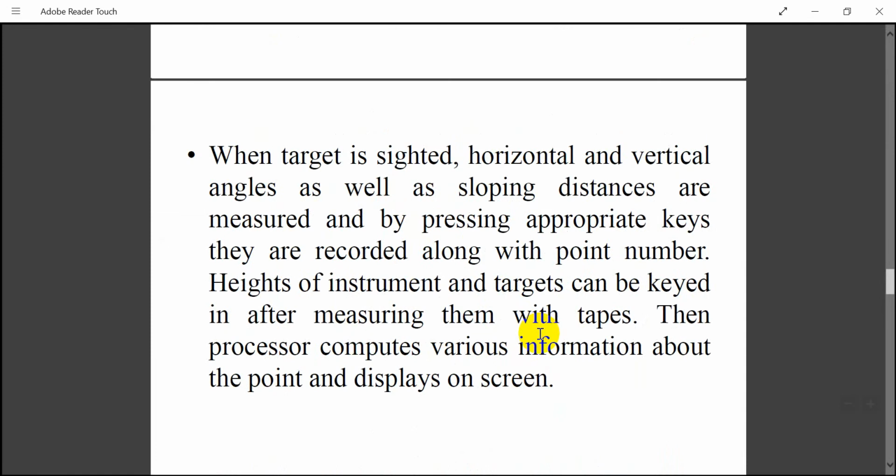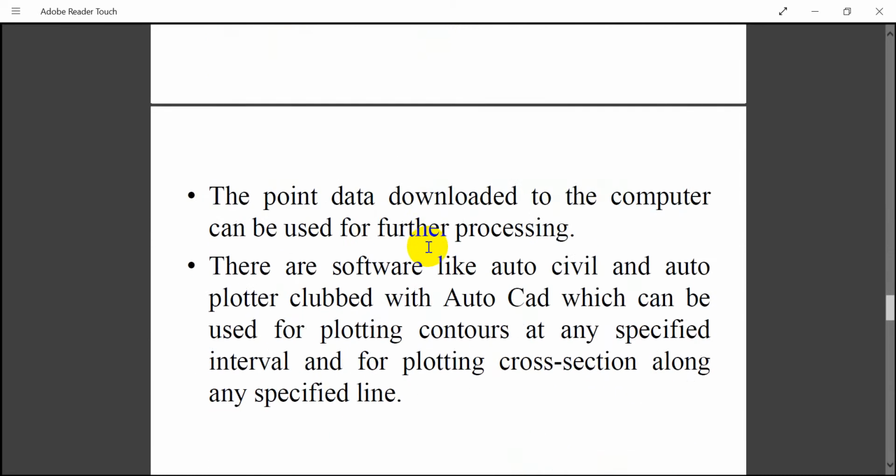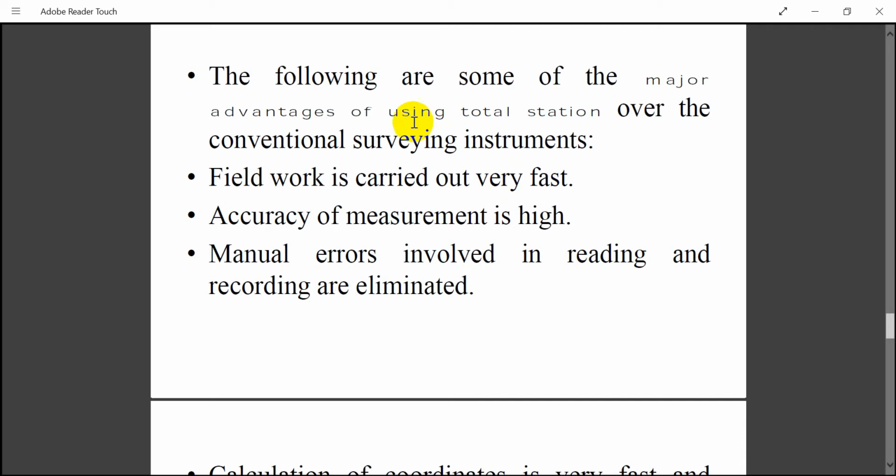How we can use the total station was explained, but we will show the videos. You can understand much more by the direct video mode, otherwise by writing and explaining, you can't. When the target is sighted, horizontal and vertical angles as well as sloping distance are measured by pressing appropriate keys. What are those keys? We will see one or two best videos. The information is stored in an electronic device, so there is no need to download the point data to the computer.